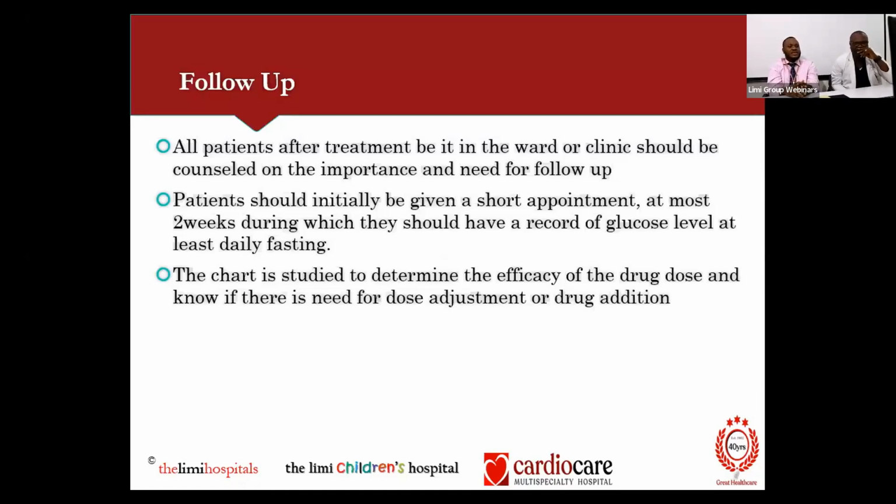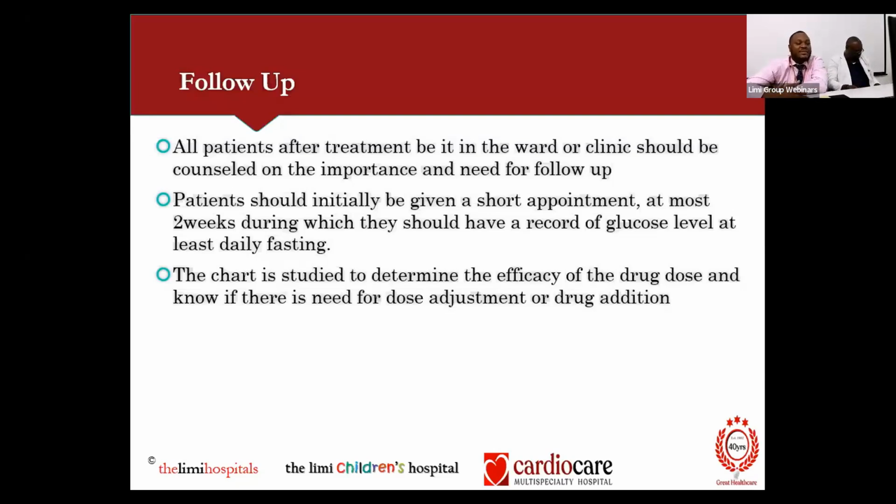So all patients after treatment, be it in the ward or clinic, should be counseled. It's very important that patients are properly educated. Just take out time and explain to them that diabetes is not an acute illness, it's not malaria, it's not typhoid. It's a chronic condition and it will need continuous care and follow-up.